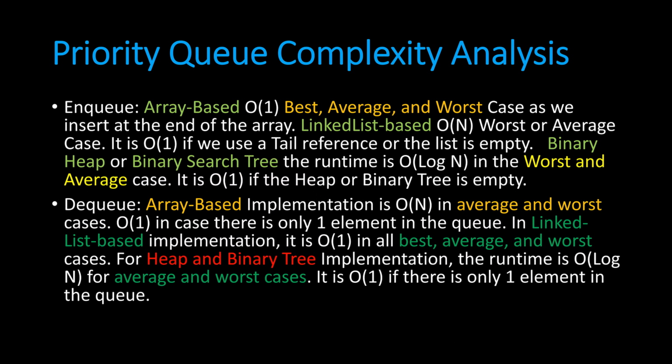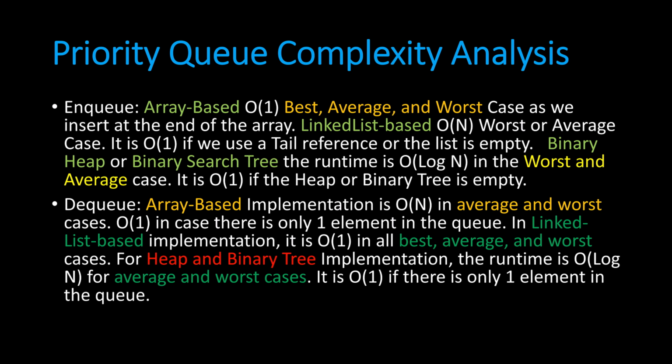Now the dequeue function. If we are implementing the priority queue using an array-based implementation, the runtime will be O(n) in the average and worst case, because on every dequeue or removal from the front of the queue, we have to shift all the elements one position to the left. That will cost us O(n) time, because n is the number of elements we have to shift. In case there is only one element, we do not need to shift any element, so it will result in O(1) best time.